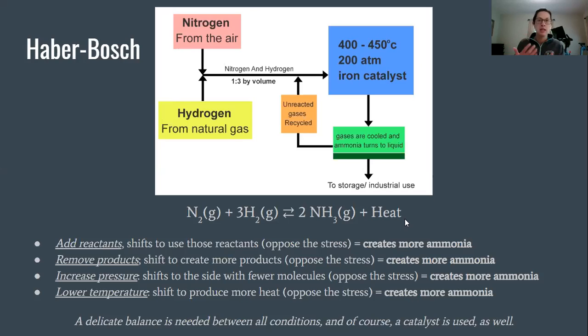But with all of these situations, all of these parameters in place, a delicate balance is needed. So all of these conditions have to be found to that perfect spot, plus a catalyst is used as well. And you're going to learn a lot more about this in Part C.